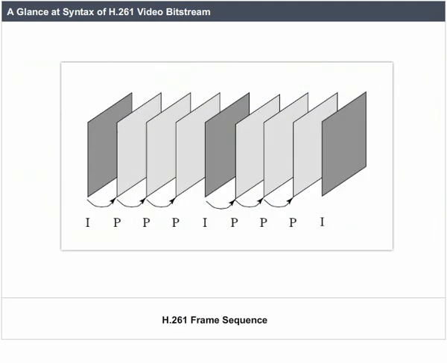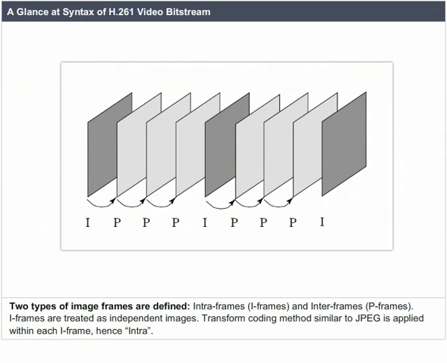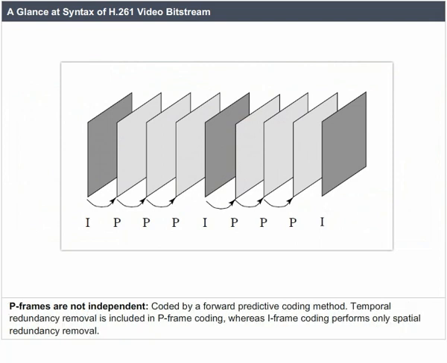H.261 frame sequences. Two types of image frames are identified: intraframes, I-frames, and interframes, P-frames. I-frames are treated as independent images. Transform coding method similar to JPEG is applied within each I-frame, hence intra. P-frames are not independent; they are coded by a forward predictive coding method. Temporal redundancy removal is included in P-frame coding, whereas I-frame coding performs only spatial redundancy removal.